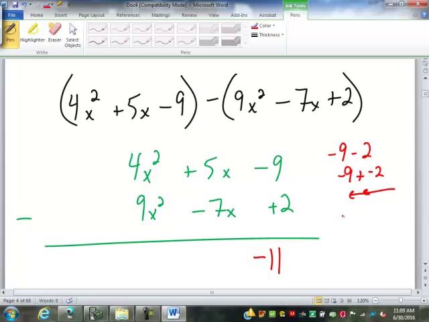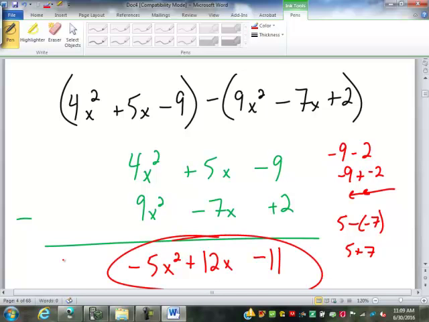5 minus a negative 7 becomes 5 plus 7, or positive 12x. Perfect. How about 4x squared minus 9x squared? Perfect. Negative 5x squared. Wonderful. Any questions?